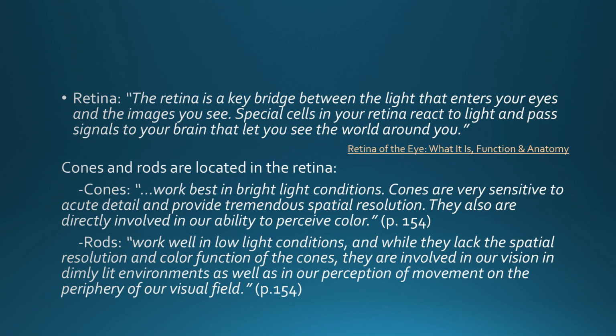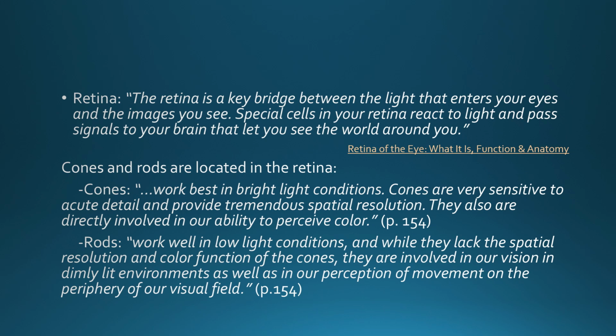The retina is a key bridge between the light that enters your eyes and what you actually see. Special cells in your retina react to light and pass signals to your brain that let you see the world around you. So what we just talked about is essentially the process by which light enters your eye and then gets to your brain. Cones and rods are located in the retina.